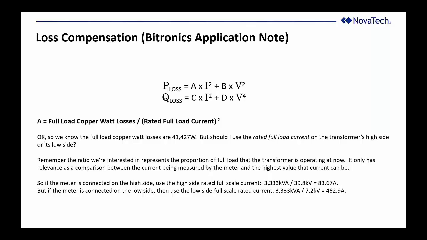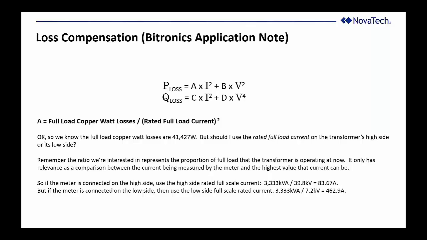So it only has relevance as compared to the current that's being measured. Remember that I over I0 factor. That gives me the proportion of full rated load that I'm operating at. So what it comes down to is which side of the transformer my meter is on. If my meter is on the low side, then I use the low side current. If my meter is on the high side, then I want to use the high side current in calculating the A factor. That makes sense?